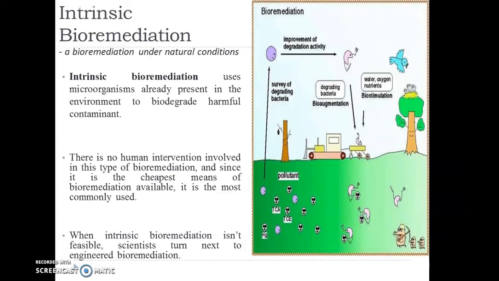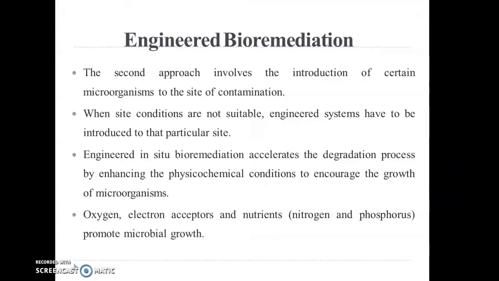If a contaminated site cannot be left as such for remediation, the scientists will find some other way to remediate a particular soil or water. That is engineered bioremediation. The second approach involves the introduction of certain microorganisms in the site of contamination. When site conditions are not suitable, engineered systems have to be introduced to the particular site. If it is not suitable for normal natural remediation, we can introduce several other types of microbes which are specialized for that particular contaminant.